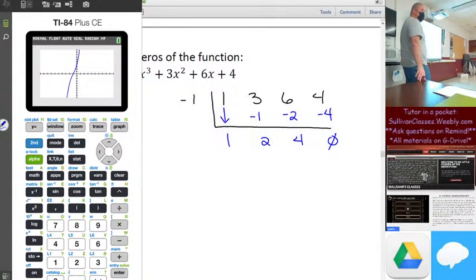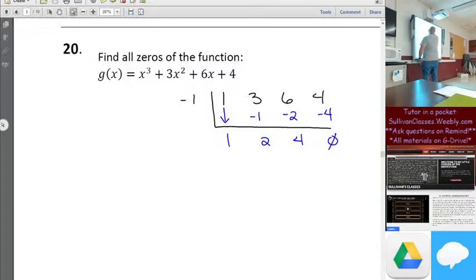Or longhand division, if that's your jam. Most kids it wasn't. I get here. I just took a linear factor out of a cubic. So what's left? If I take a degree 3, I divide it by degree 1, it's now degree 2. So this now says 1x squared plus 2x plus 4 times x plus 1.